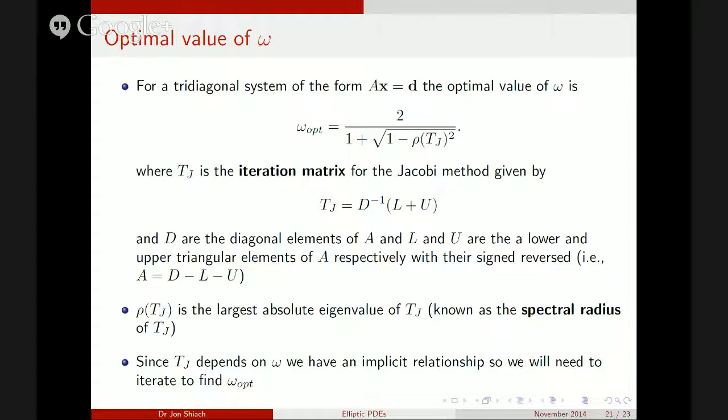Or you can just pick a load of different values for omega, apply them in the SOR method, and choose the one which converges quickest. You could do that as well.